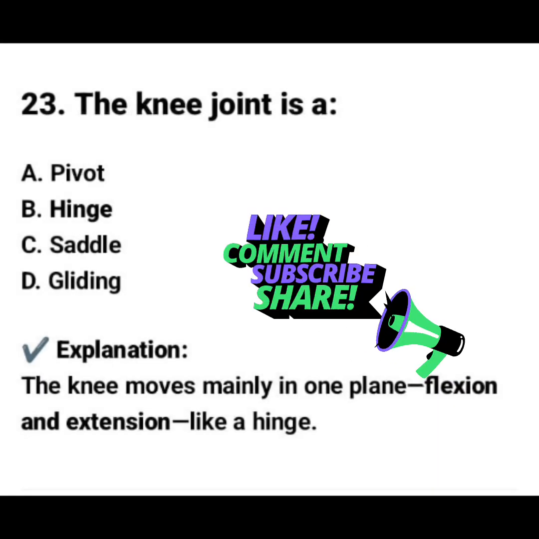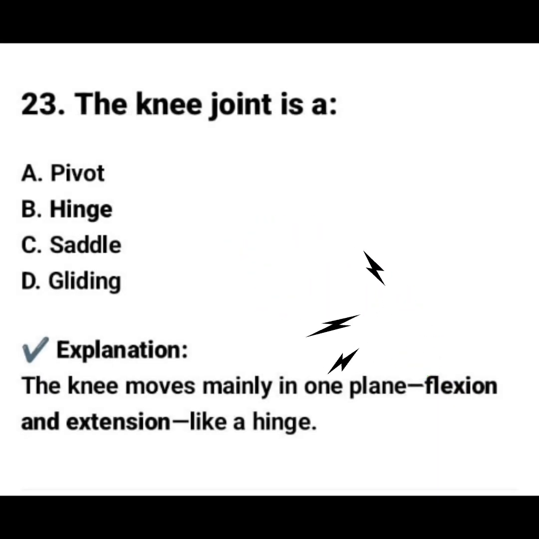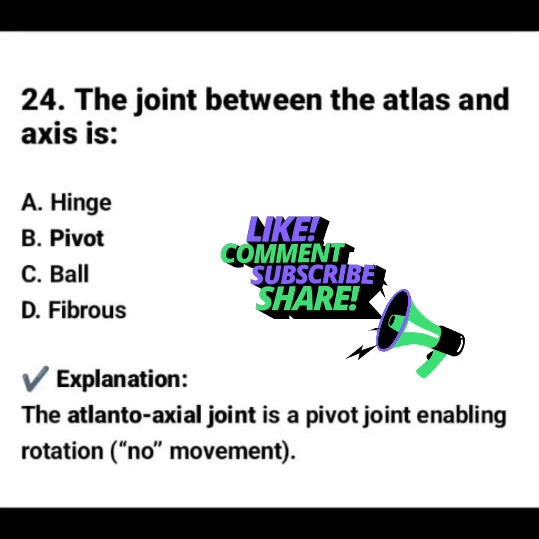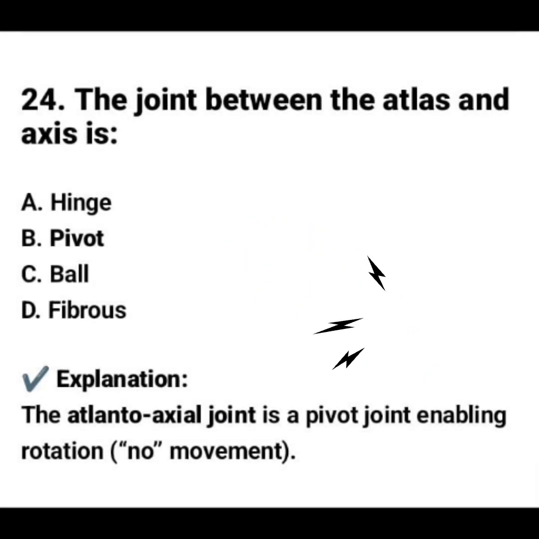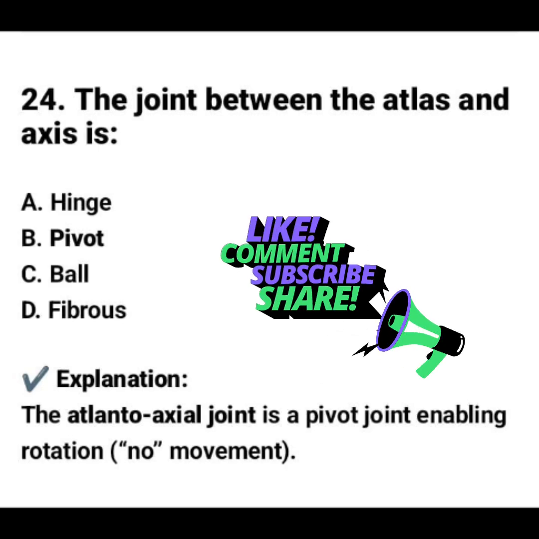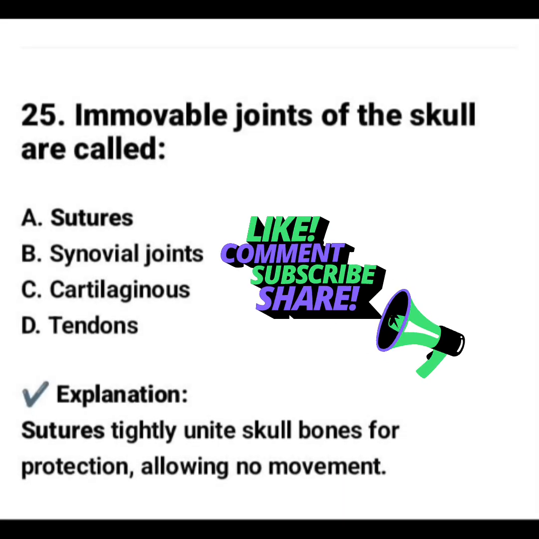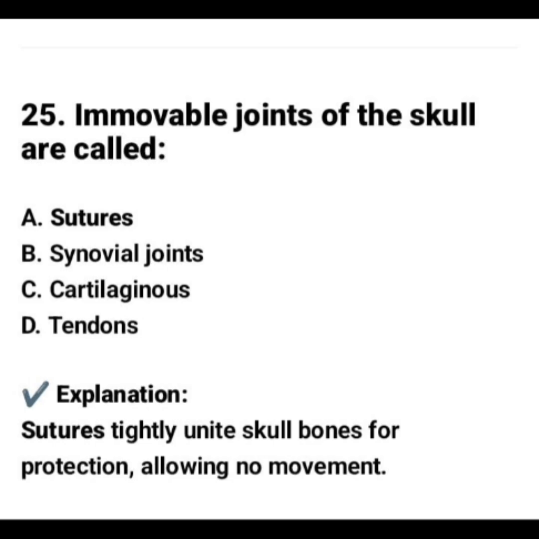The knee joint is a hinge joint. The knee moves mainly in one plane, flexion and extension like a hinge. The joint between the atlas and axis is a pivot. Atlantoaxial joint is a pivot joint enabling rotation. Immovable joints of a skull are called sutures. Sutures tightly unite skull bones for protection, allowing no movement.